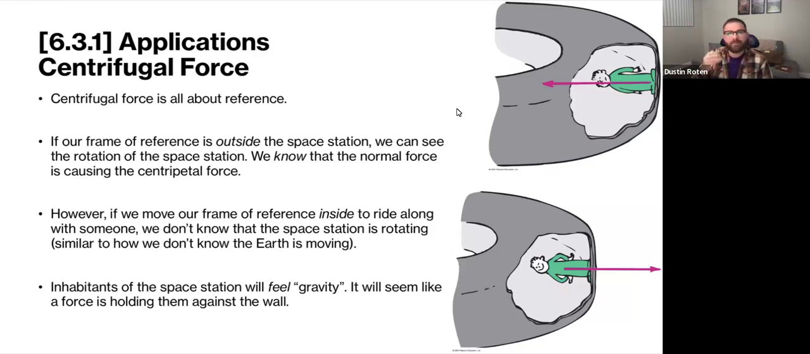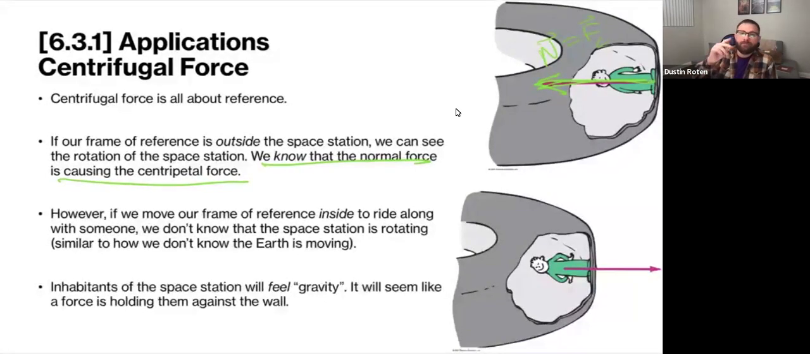So if our frame is outside the space station, we can see what's going on. We can see the rotation. We know something is rotating. We know the normal force is causing the centripetal force. You can see that here. This is if we watch outside. Normal force is causing the centripetal force.